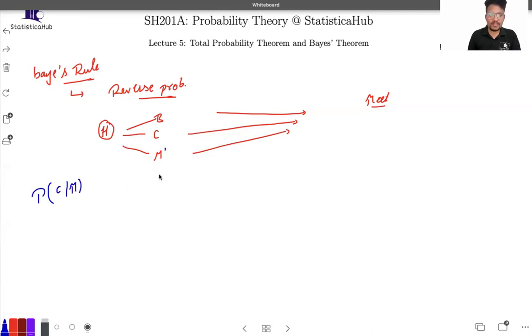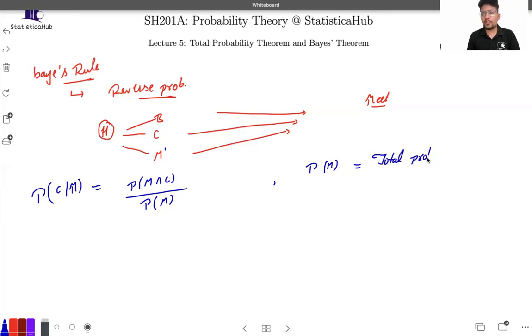So if I just say this is M dash, so that you don't mess up with the things. So this will be again the probability of M and C divided by probability of M. And probability of meeting that we already calculated. So the denominator part, probability of M, that is technically the total probability. And how is that coming up?